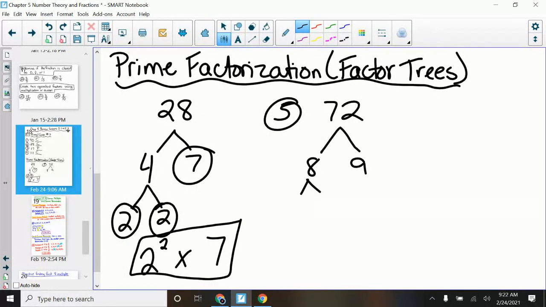So now you gotta tell me, buddy, where each one of these guys came from. Where did 8 come from? 4 and 2. It came from 4 and 2. So let's do this side of the tree first. Are either of those prime?